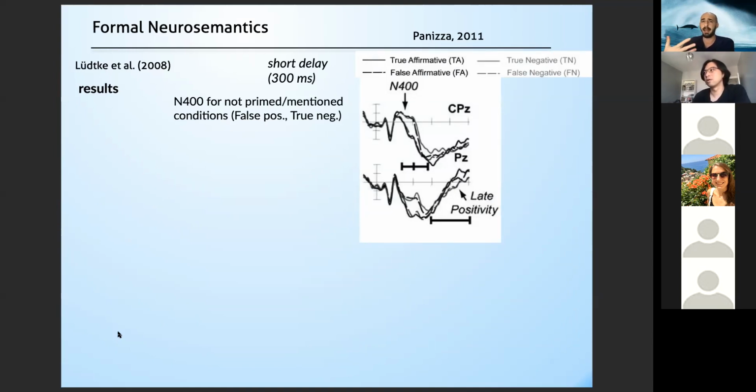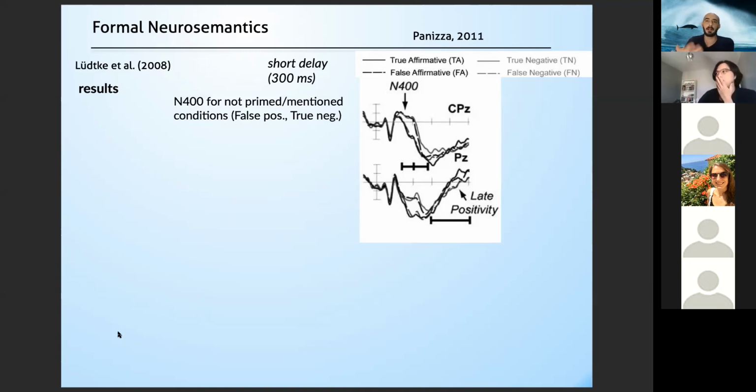And the idea is that if representing the meaning of negation takes time, you should have effects depending on the truth condition of the sentence only with a long delay. Because in the short delay, you don't actually have time to represent the meaning of negation and to integrate it in the context. If instead you do everything in one stage, then you should have truth value based effects, so truth effects in both conditions, okay?